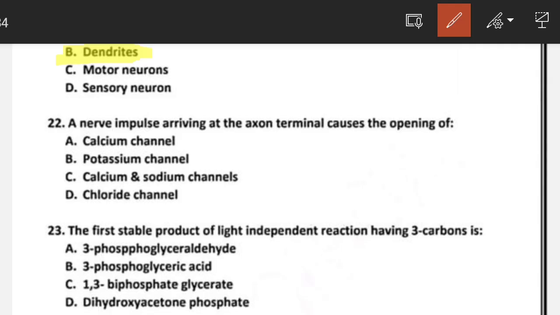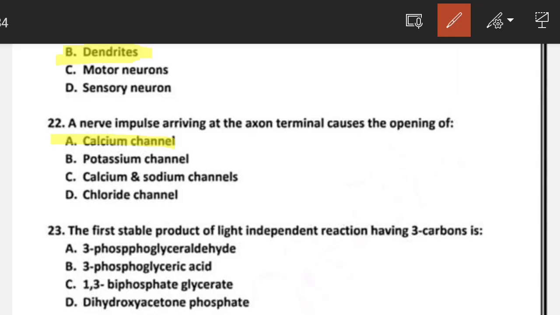Question number 22: A nerve impulse arriving at the axon terminal causes the opening of? Option A is the calcium channel, option B is the potassium channel, option C is the calcium and sodium channels, and option D is the chloride channels. So when a nerve impulse arrives at the axon terminal, then calcium ions start to diffuse from the synaptic cleft into the synaptic membranes, and due to this the neurotransmitter membrane fuses with the axon terminals and releases their neurotransmitters. So here the most important gates are opened, and these gates are calcium channels.